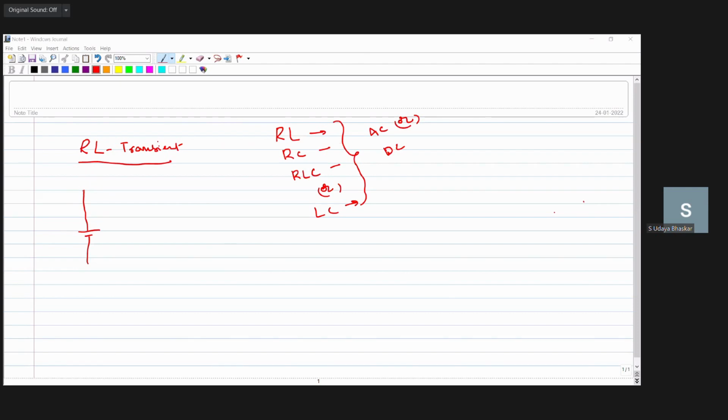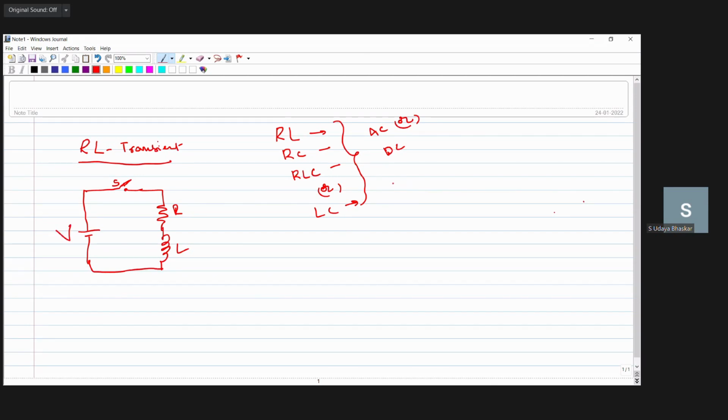Right. So this is the supply, and we are going to use one switch. This is called a switch S, and we have a resistance R and inductance L. And here, this is the supply voltage V.